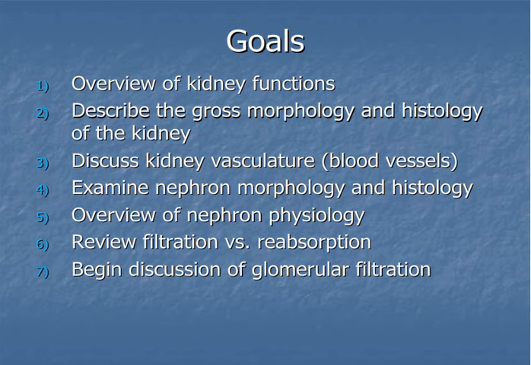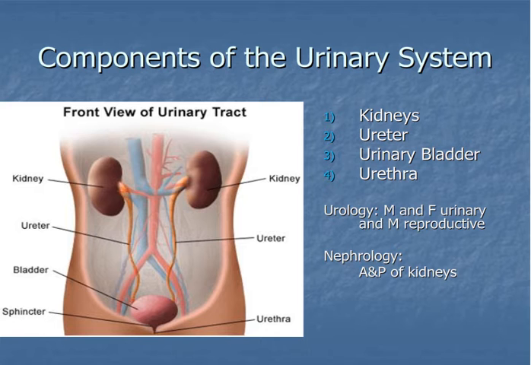Okay, the organs of the urinary system include the kidneys, the ureters, the urinary bladder, and the urethra. The kidneys are bilateral organs, that is, we have one on the right and left sides. They are located just underneath the ribs. The one on the right-hand side is slightly lower because the size of the liver is pushing it down a little bit. And the kidneys are responsible for filtering blood, and we'll talk a lot about how they do that in the upcoming slides.